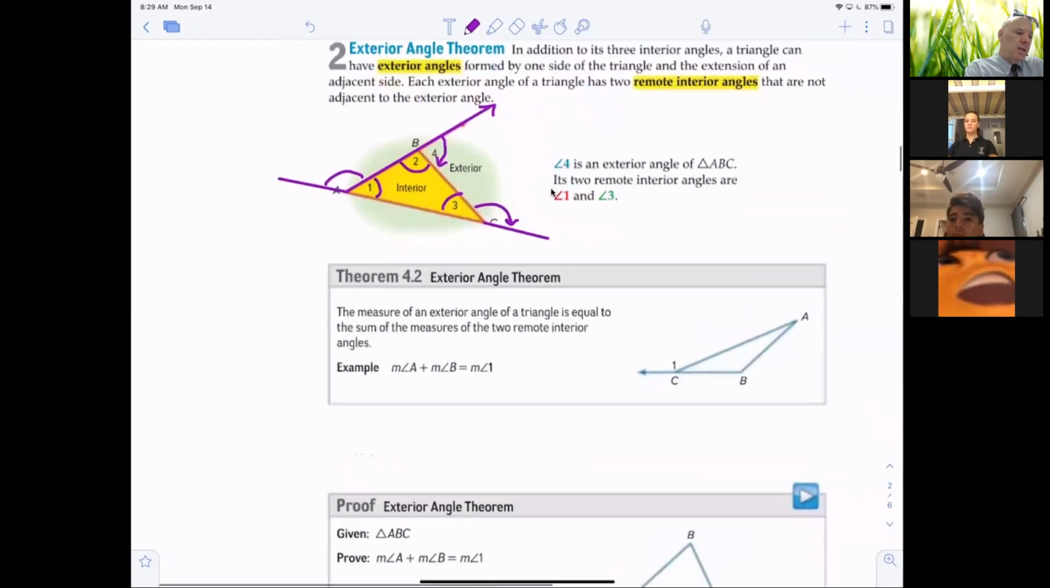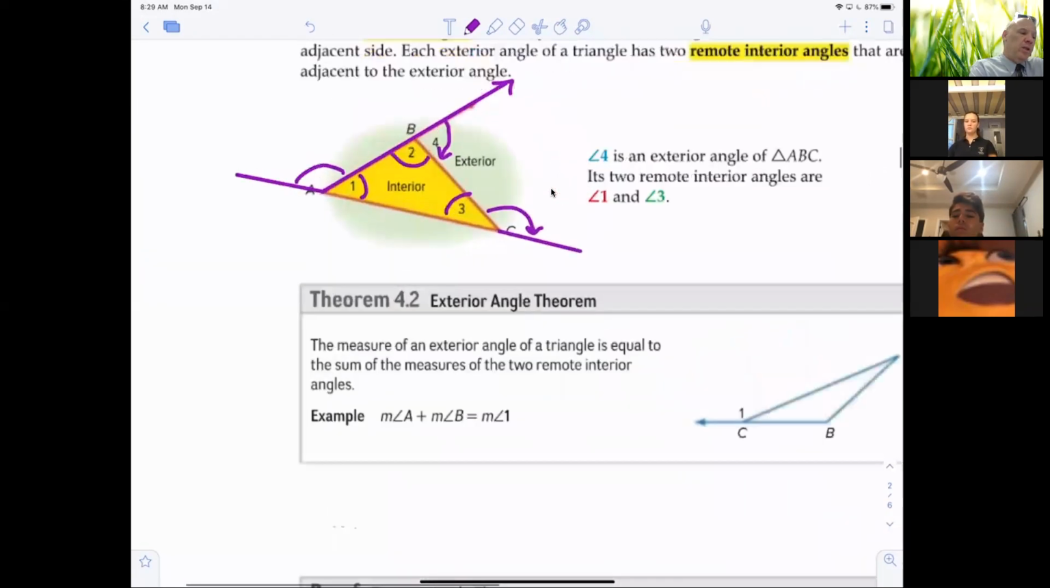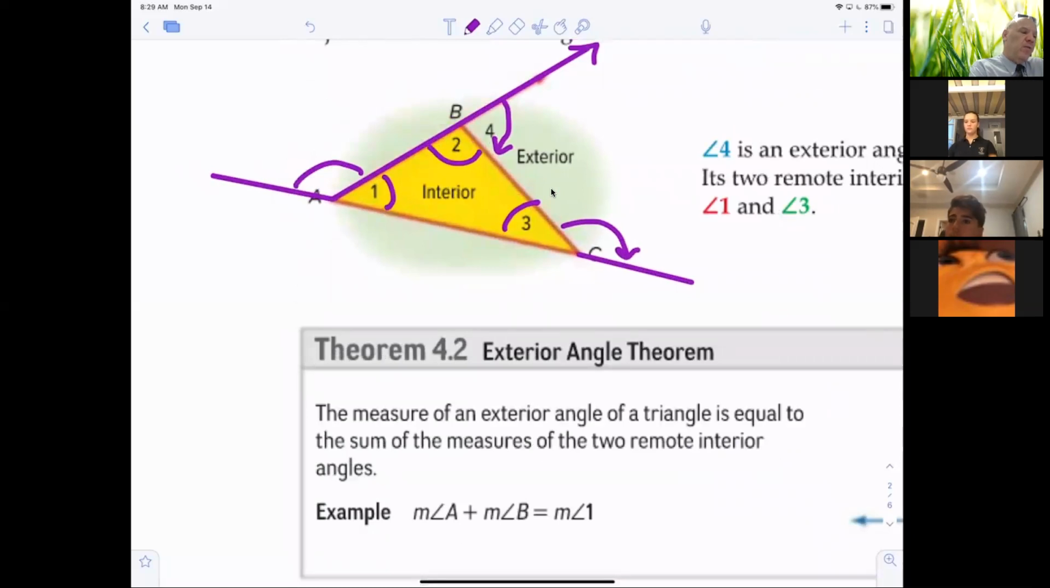Now, what exactly is the remote interior? Look, from 4's perspective, please listen to this. The remote interior is the 2 angles that are not adjacent. So angle 1 and angle 3 would be the remote interiors for angle 4. If I called this angle 5 over here, what would be the remote interiors for 5? 1 and 2, right? And if we called this guy 6, it would be what? 2 and 3. That's simple. So those are the remote interior, and then we have exterior.